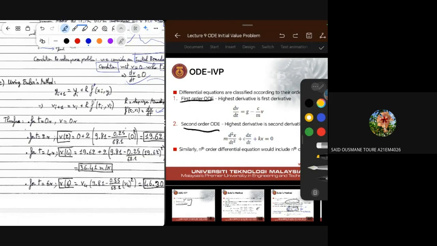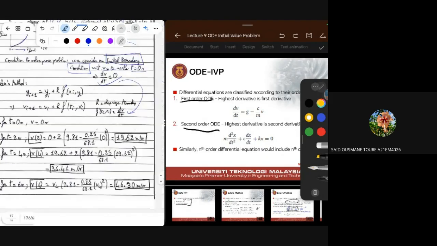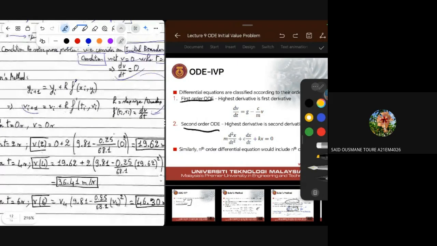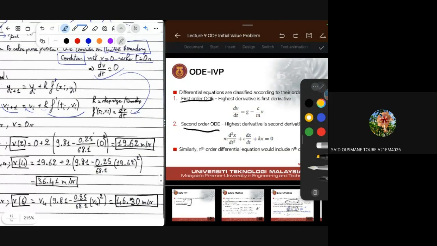I'll remove this one. It was just for your understanding. So f prime of x i, y i. F prime is basically the derivative dv, but in the numerical methods, it's shown as f only. So don't get confused. Here, instead of x i and y i, we have t and v. We don't have x and y. So we adapt it: v i plus 1 equals v i plus h f prime of t i, v i.